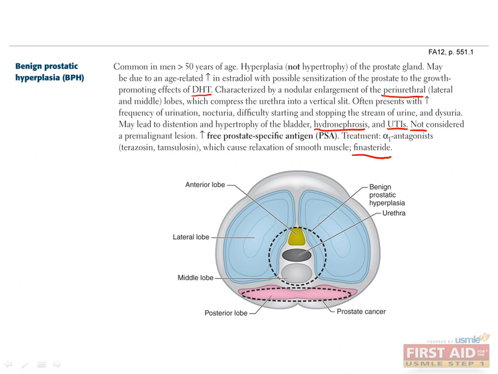Other than finasteride, alpha-1 antagonists like terazosin and tamsulosin can also be used to treat BPH. The alpha-1 antagonists work by relaxing smooth muscle, thereby releasing pressure on the urethra.